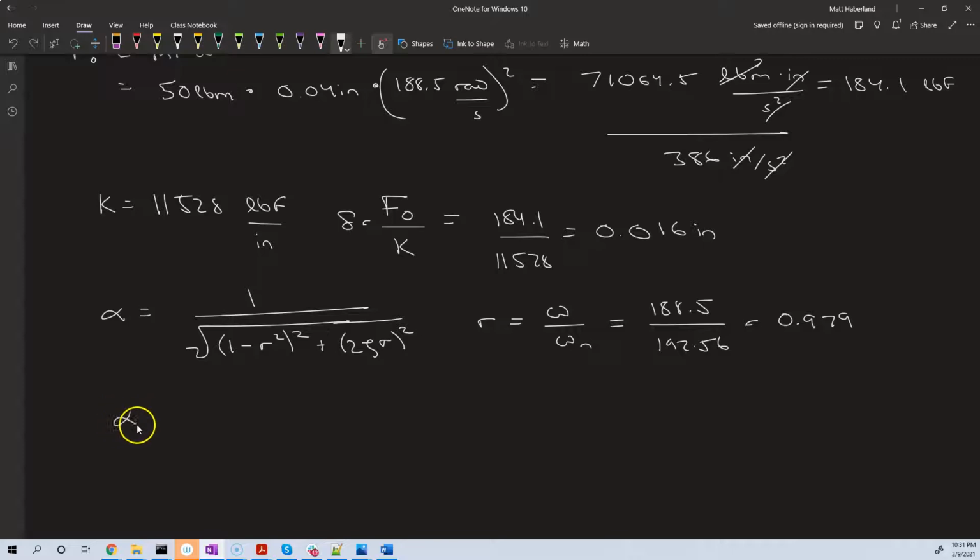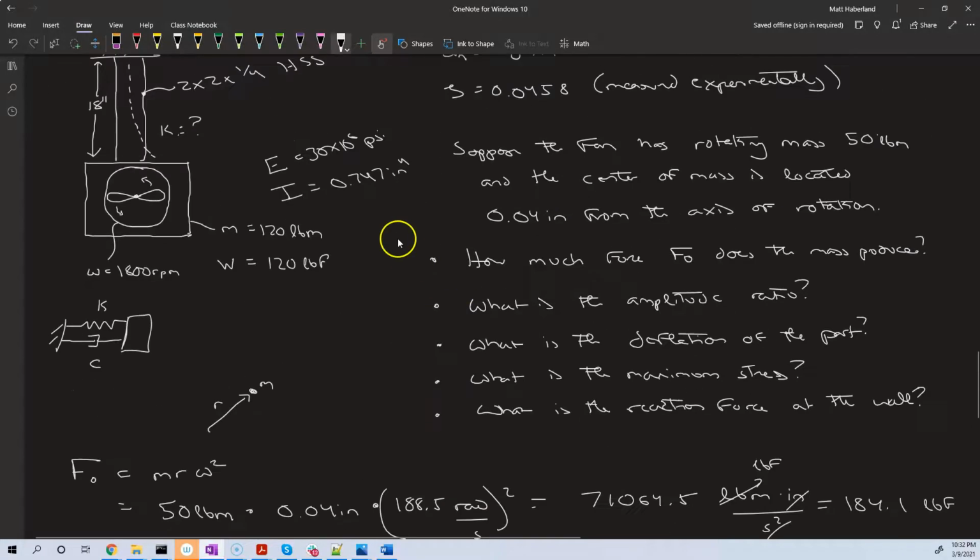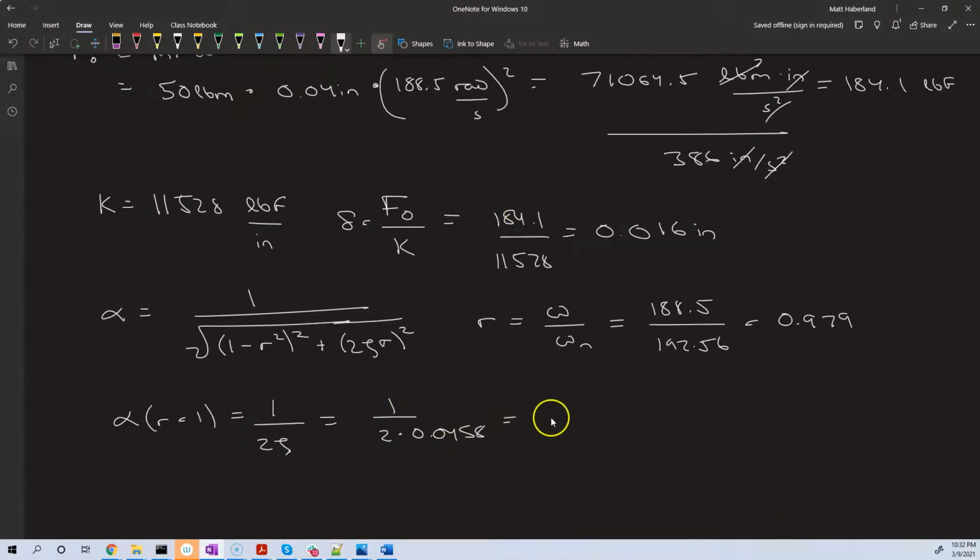We saw in the preparation that when R is equal to 1, then 1 minus r squared is 1 minus 1. That becomes 0, over 2 zeta r, so that's also a 1, 2 zeta squared. And it's the square root of 2 zeta squared, so it's just like 1 over 2 zeta. So let's go ahead and use that approximation. 1 over 2 times 0.0458. Got an amplitude ratio of 10.917. That's quite a bit.